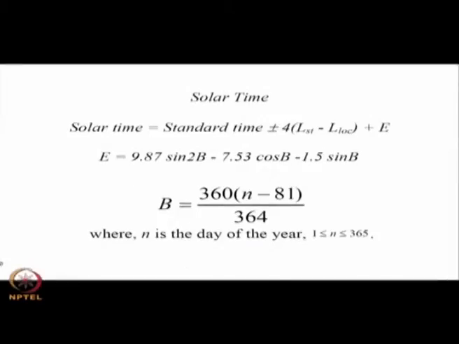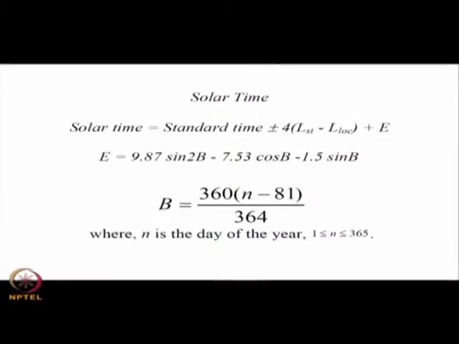So, solar time is the so called standard time, whatever your clock says, plus or minus 4 times (LST minus LLOC), where LST is the longitude based on which your standard time is made, and LLOC is the location's longitude. For example, in India LST will be 82.5 and Calcutta may be 84 degrees or so, and you have to use the plus sign for the west longitudes and minus sign for the east longitudes, sorry. Okay. If you have Calcutta, it should add minus and minus, it will add up.